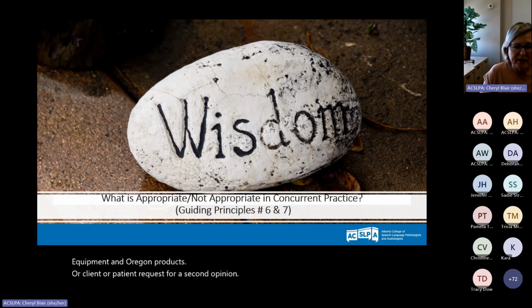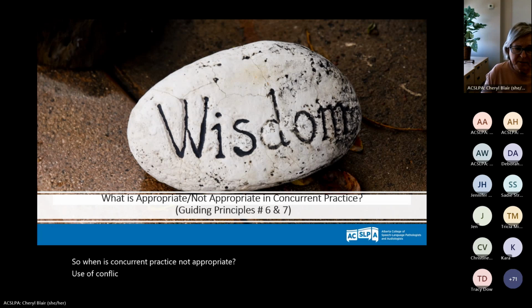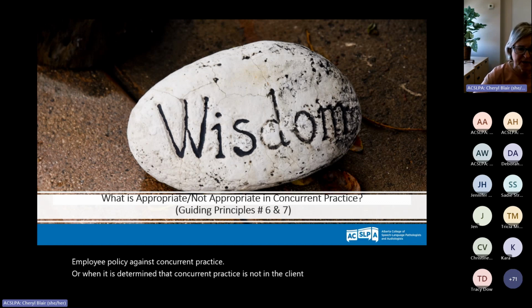So when is concurrent practice not appropriate? Use of conflicting approaches or interventions, lack of communication between the providers, employee policy against concurrent practice, or when it is determined that concurrent practice is not in the client or patient's best interest.